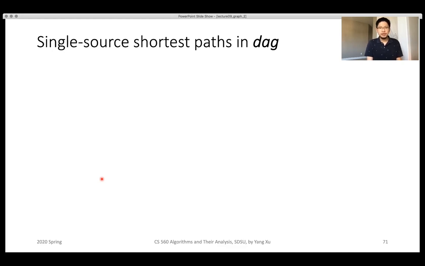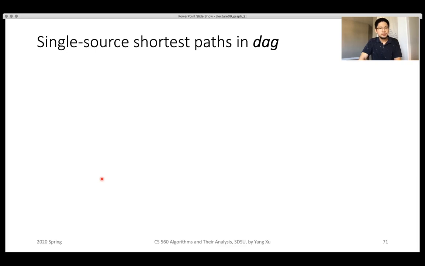Hi, welcome back. So today we're going to continue our topic on the single source shortest path algorithms. Previously we introduced the Bellman-Ford algorithm, which works on a general kind of graph that doesn't have any constraints on the weights or on the properties of the graph. The Bellman-Ford algorithm returns a Boolean value indicating whether there is a solution. If the input graph has a negative weight cycle in it, then the Bellman-Ford algorithm will return false.